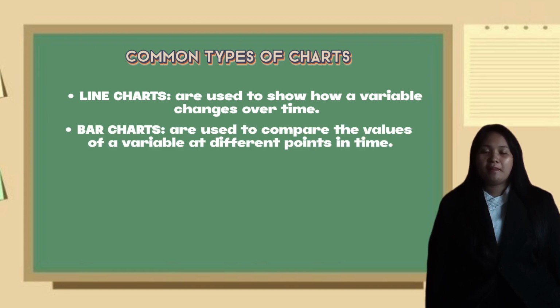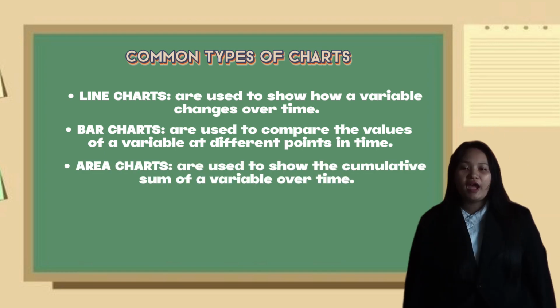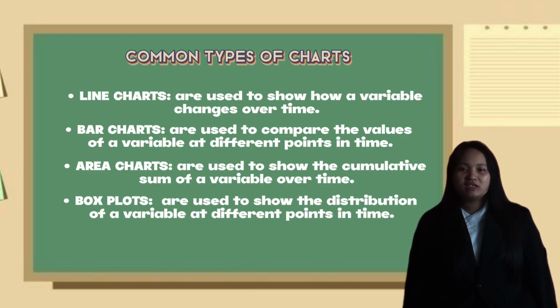Bar charts. Bar charts are used to compare the values of a variable at different points in time. Area charts. Area charts are used to show the cumulative sum of a variable over time. Box plots. Box plots are used to show the distribution of a variable at different points in time.